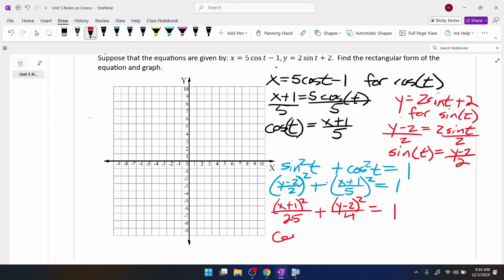Now, it's going to be centered at negative 1, 2, and we're going to go 5 units away horizontally and 2 units away vertically. And this is what we get. A football. All right, not bad.